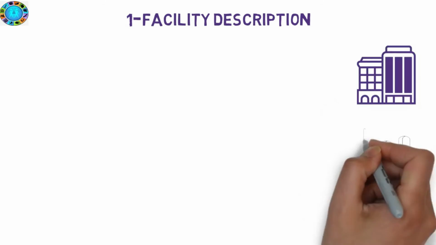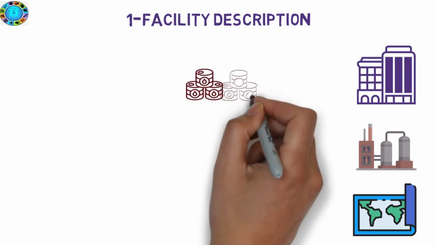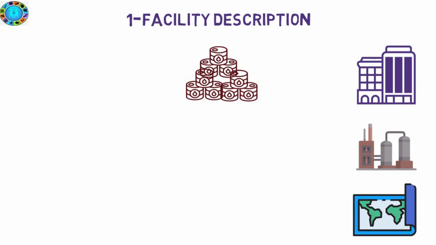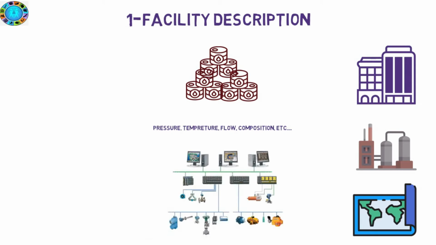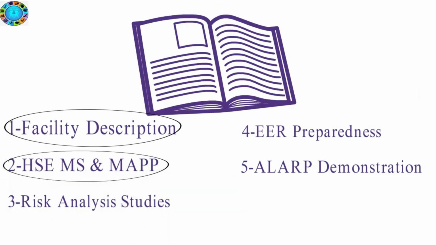Let's start with the first part, facility description. In this part, we can find information about the company and the installation, such as the geographical location and the nature of the installation activities. This is, of course, in addition to the quantities of the hazardous material, the operating conditions, and the existing safety and control systems. We also provide all drawings that show equipment distribution and process flow, such as plot plans and process flow diagrams.